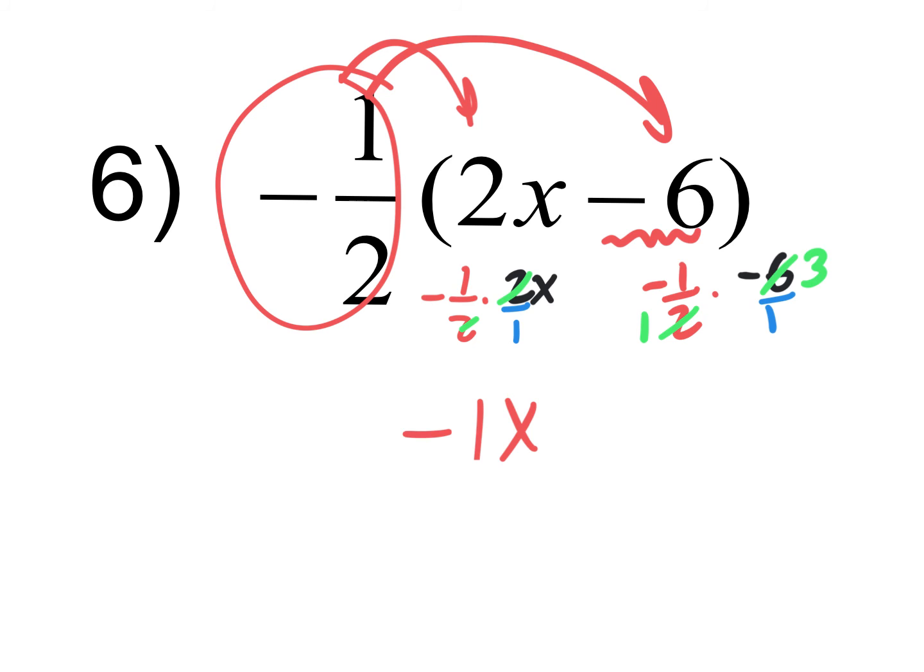So what do I have left when I have a negative 1 times a negative 3? Negative 1 times negative 3 is positive 3. Yes. And it's pointless to put it over 1 because 3 over 1 is still just 3. So don't do it. Just leave it like that. So we know how to show our work.